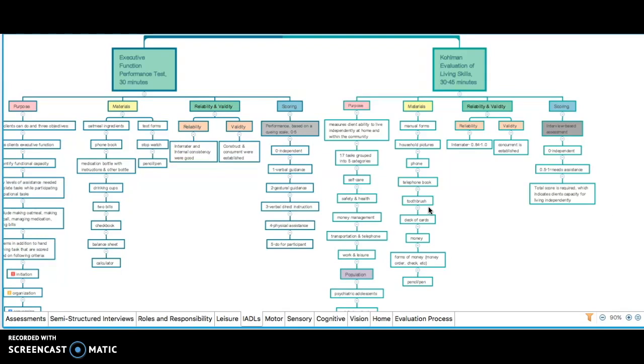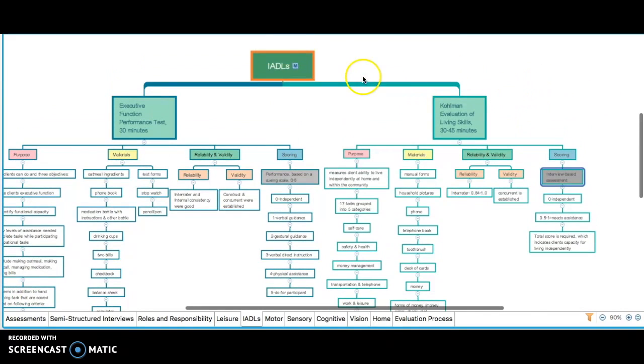When focusing on the KELS, we had the format in silver instead of creating a separate subtopic to remind ourselves that we will score the client based on their responses since it is interview based. Now we will move on to the motor assessments.